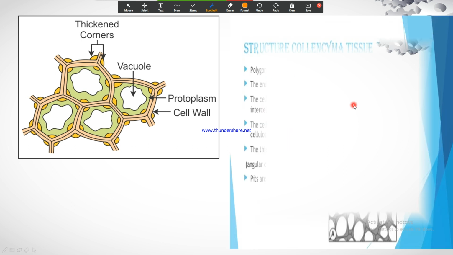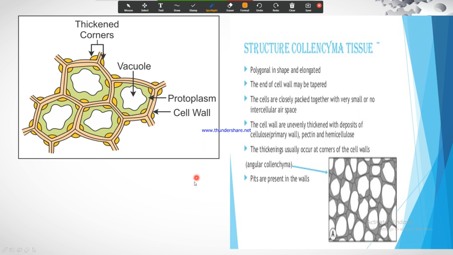Next one. Coming to the characteristics of this collenchyma. They are polygonal in shape and elongated, that we already discussed. The end of the cell wall may be tapered. Cells are closely packed together with very small or no intercellular spaces. Even this point we have discussed. The cell walls are unevenly thickened with the deposits of cellulose, pectin and hemicellulose. They are not completely thickened in all directions of the cell wall. Only in particular areas they are thickened.